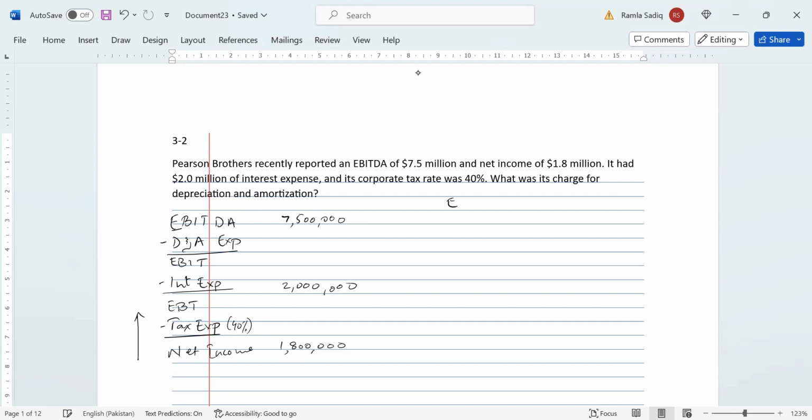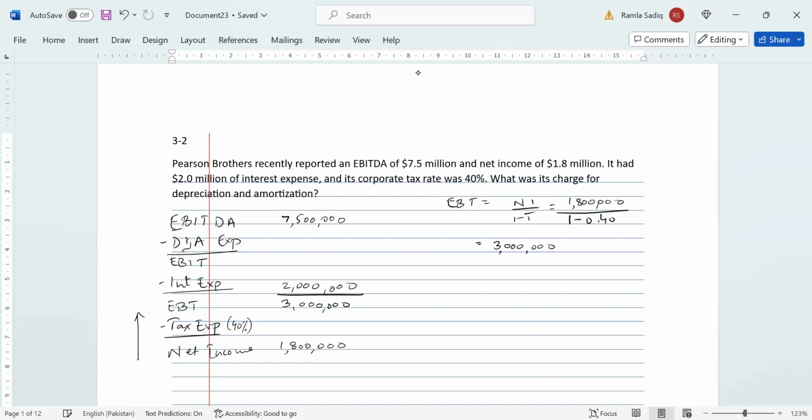To calculate EBT, the formula for this is net income divided by 1 minus the tax rate. So that's 1.8 million divided by 1 minus 0.40. And so once we plug this into a calculator, our EBT, earnings before taxes, is going to equal 3 million. So we're going to go ahead and plug that in there.